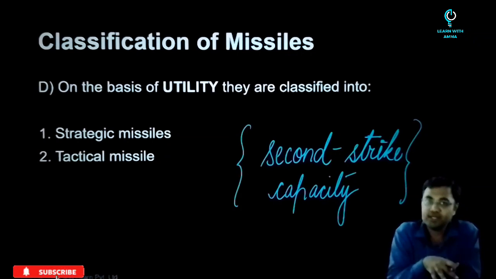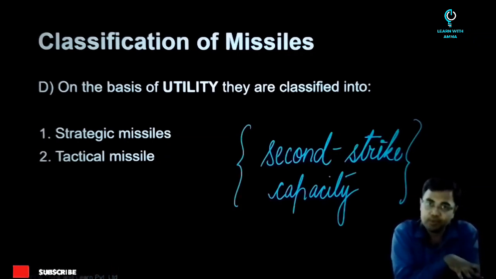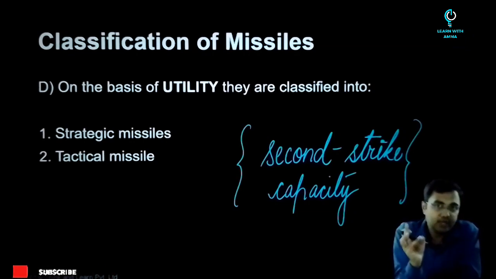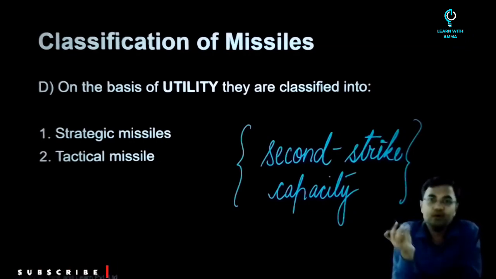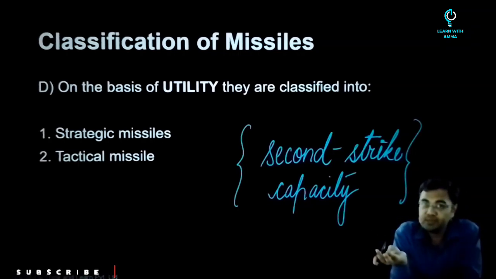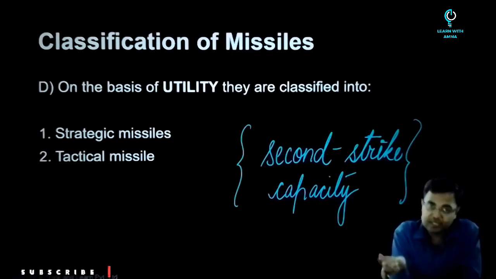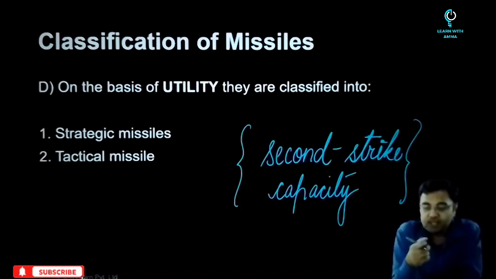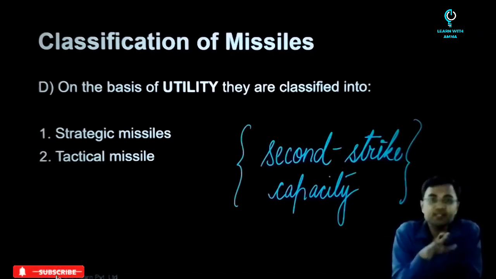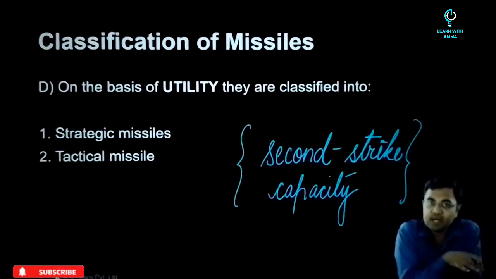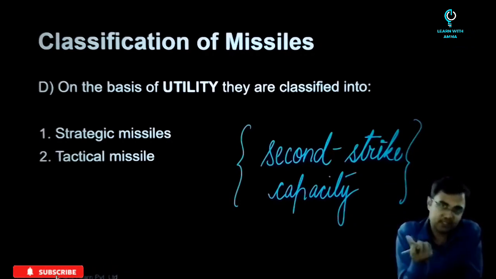The most important classifications are in the four areas that we have looked at. What is the starting and the end point, what kind of trajectory it is taking, the range of the missile, and the utility of the missile. So these are the four major ways in which we classify the missiles. After that, there are others also, as I just discussed.